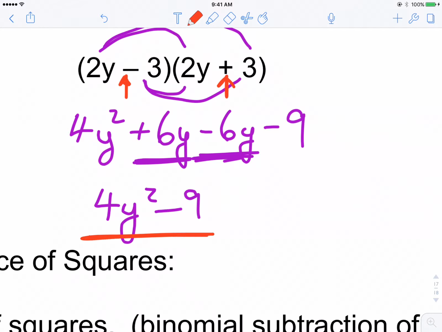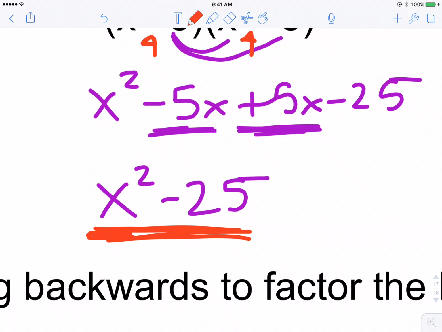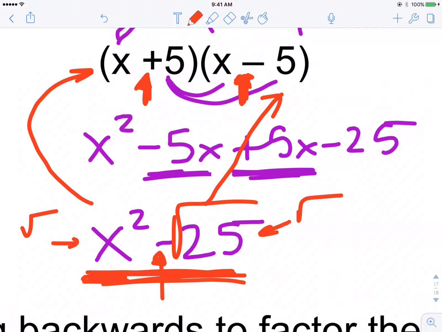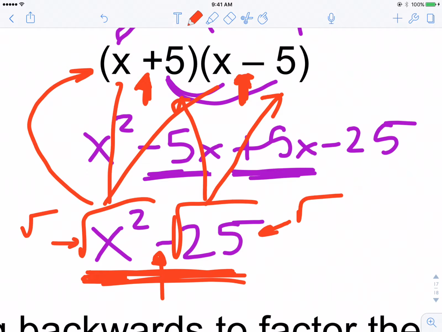I end up with a binomial that has some special characteristics. Special characteristics are, well, A, it's a binomial, only two terms. The terms inside are separated by a negative sign. This is a perfect square. This is a perfect square. So if I were to factor x squared minus 25 into a binomial times a binomial, I'd very easily be able to go right back to here. Notice though, minus here, so one's going to be plus, one's going to be minus. Square root of 25 is 5, and the square root of x squared is x. Okay? Wow, that got messy really fast.